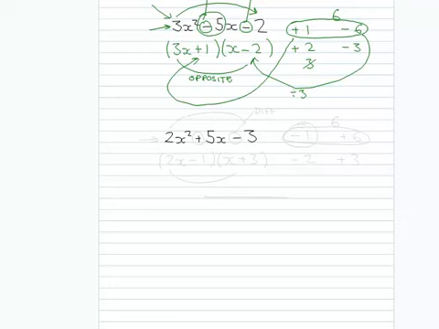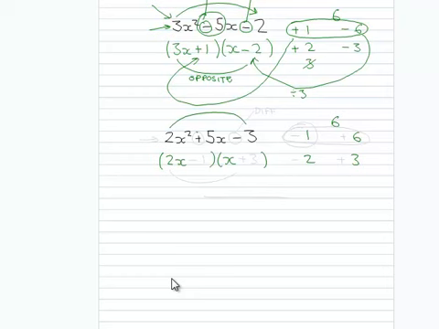Let's have another go at that. So this time we've got the coefficient 2 in front of the x squared, so we write out our brackets, 2x in this one and an x in this one. We multiply the coefficient of x squared by the units, so 2 times 3 gives us 6. Find the factors of 6 again.